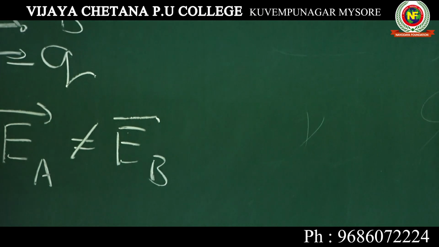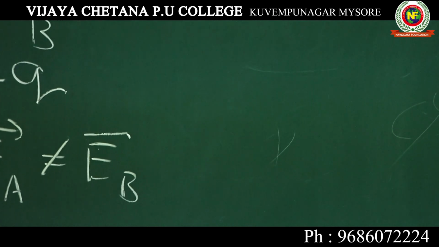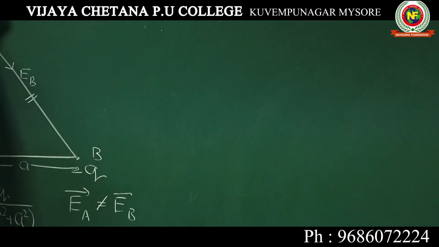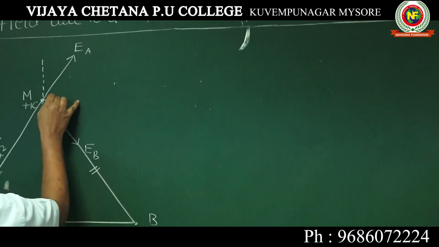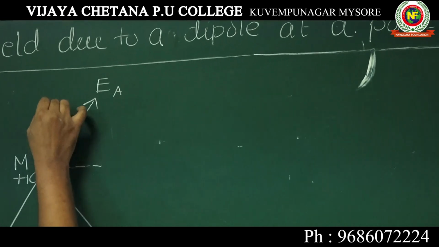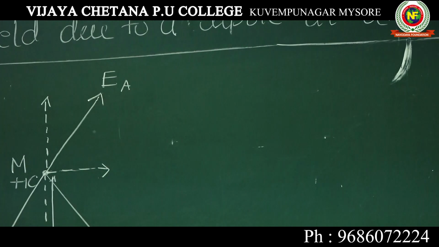Now I want to find out the resultant of these two intensities. To find the resultant, let me resolve EA and EB into their components. I'll resolve them into their respective components. How do we do that?